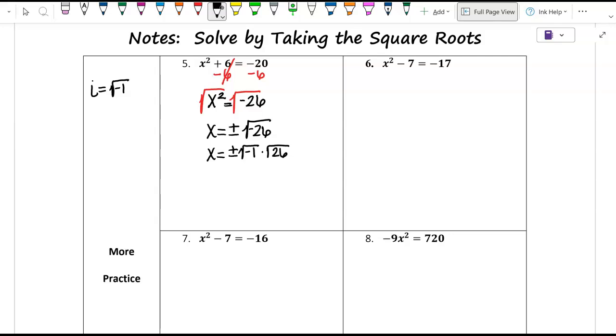times the square root of 26. And again, all I take out is that negative 1. It doesn't affect the other number. I'm going to replace that negative 1 with i. So x equals plus or minus i times the square root of 26, which just leaves us with x equals plus or minus i radical 26.